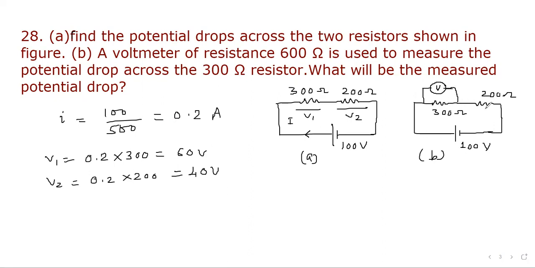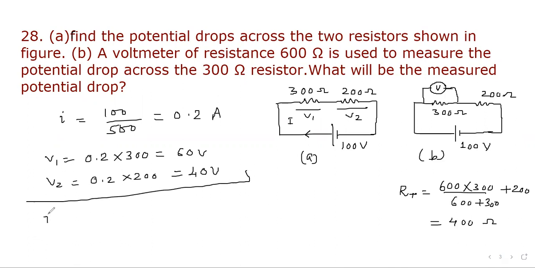So first of all, we have to find the total resistance of the circuit. So R total will be equal to: the voltmeter has resistance 600 ohms, so 600 into 300, these two are in parallel, divided by 600 plus 300, in series with the 200. So this will become 400 ohm. Now we can find the current. So I will be voltage 100 divided by resistance 400. So this time current will be 0.25 ampere.